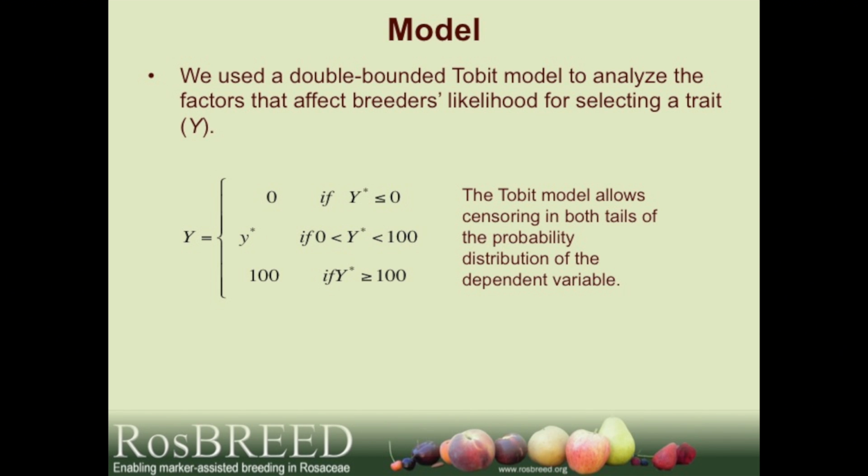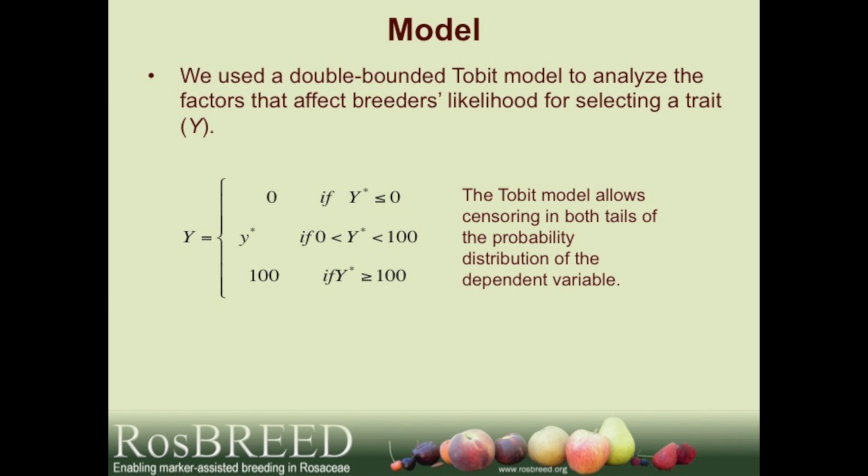Okay, now I'm going to state how we model the data and how we do the analysis. In this paper, the likelihood for each trait cluster is our dependent variable. So we want to measure how the selected factors influence the likelihood breeders will select for each trait cluster. As Karina mentioned, the likelihood ranges from 0 to 100, so it is censored in both tails. In this case, we use a double-bounded Tobit model to do the analysis.